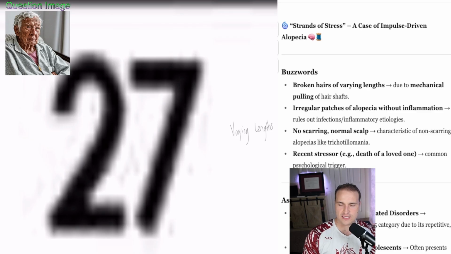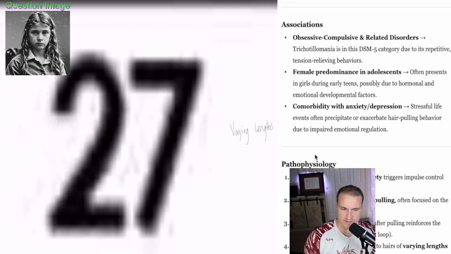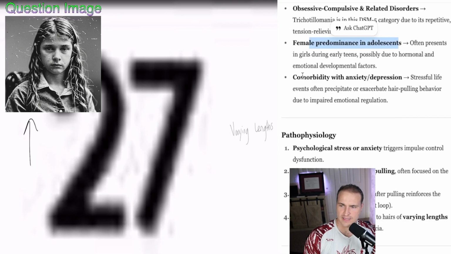All right, now this one is actually super duper simple, so I don't want to harp on it too much. Broken hairs of varying lengths. Trichotillomania. Irregular patches of alopecia. Now this is often seen in obsessive compulsive disorders, repetitive tension relieving behavior. It's a female predominance. Hence our demographic over here with our generated image, as comorbid with anxiety.